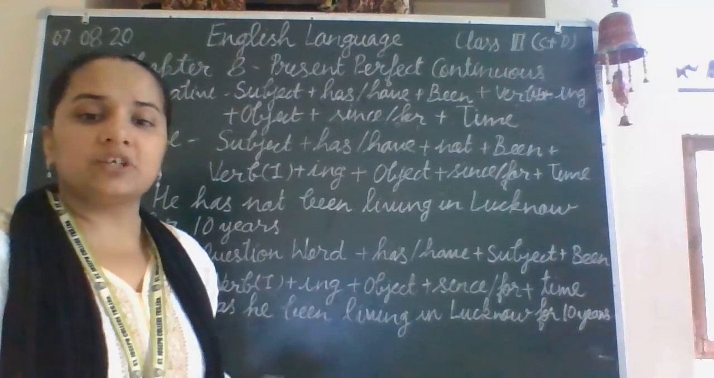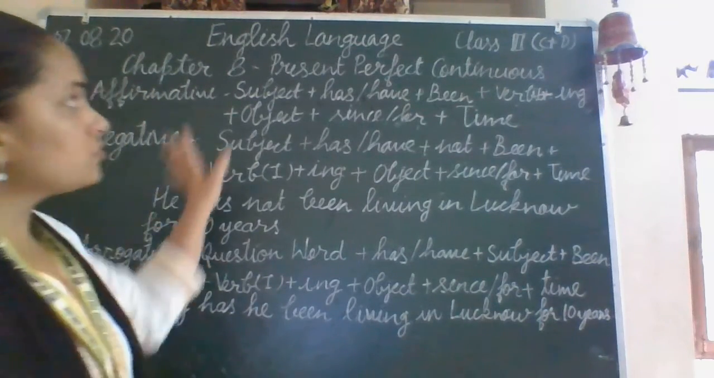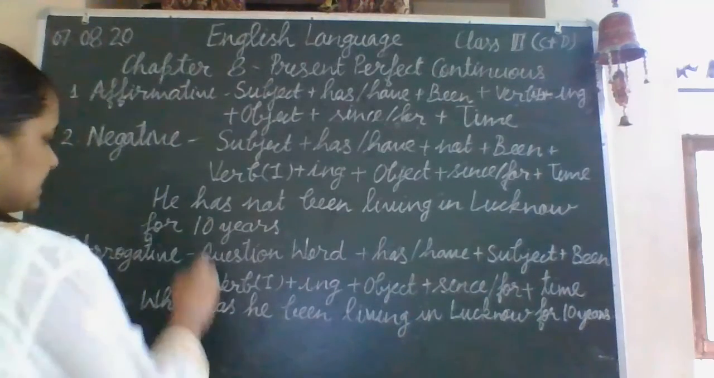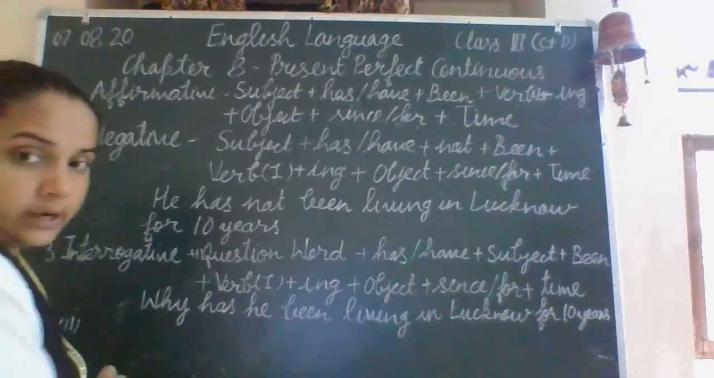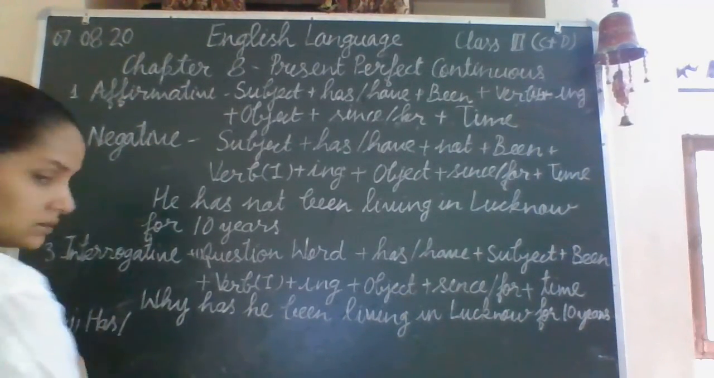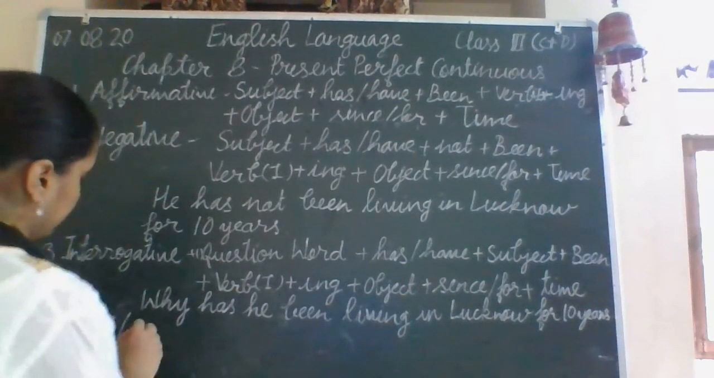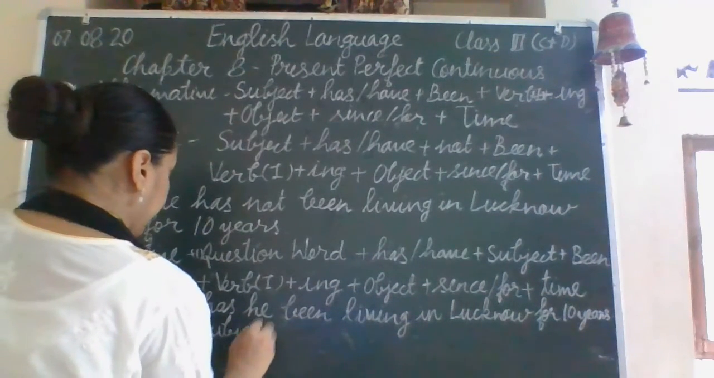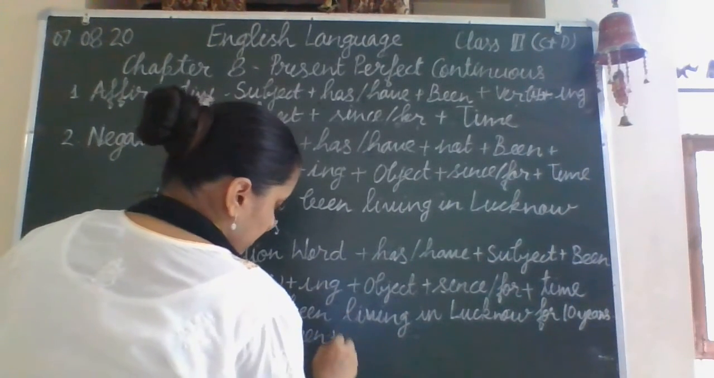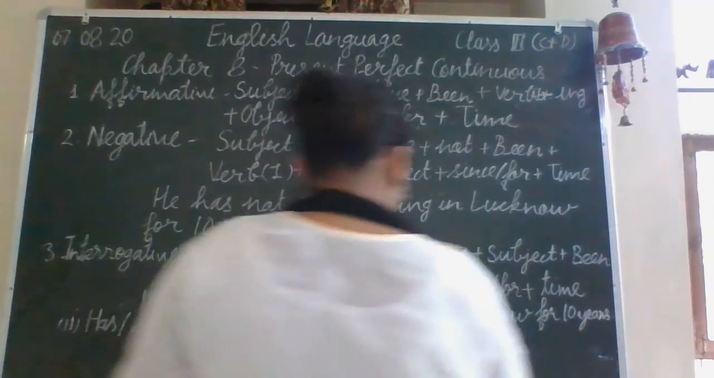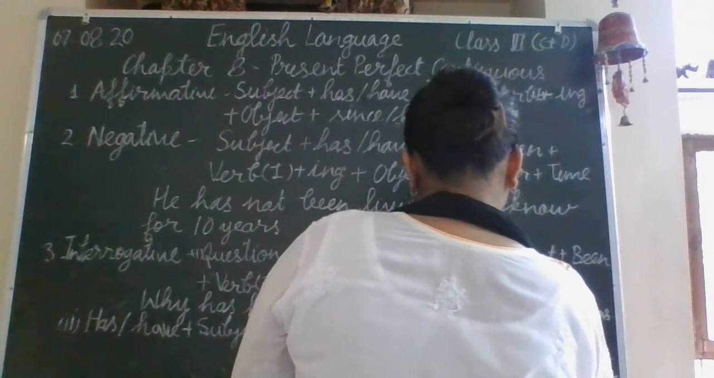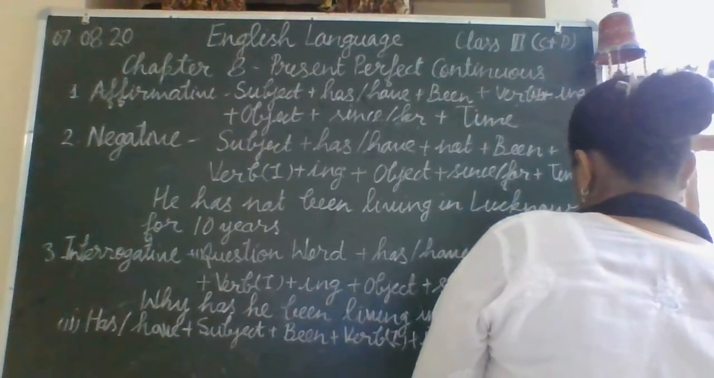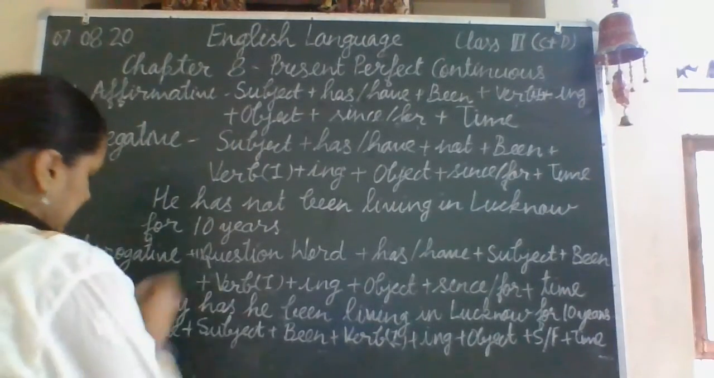Now, the second kind of sentence in which the sentence will start with the helping verb. So, in case of present perfect continuous tense, the helping verb that we are using are has or have. So, obviously, the sentence will start with has or have. Has or have plus subject plus been plus base form of verb plus ing plus object plus since or for plus time duration. Similar structure. So, same example.